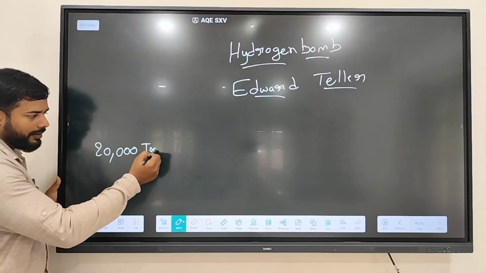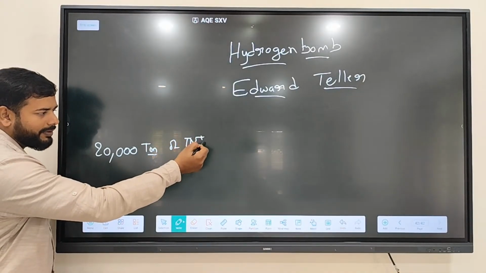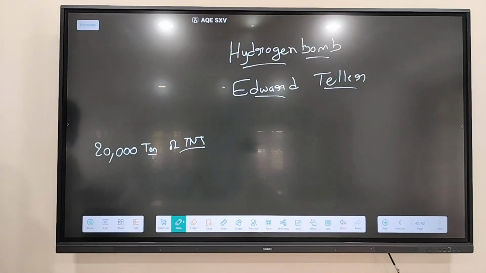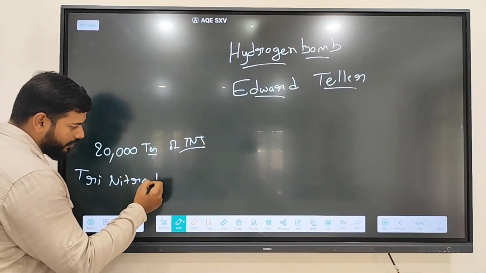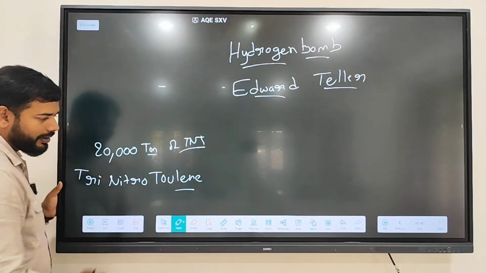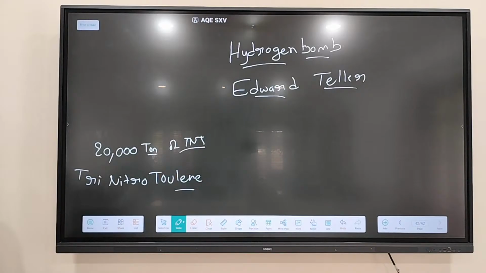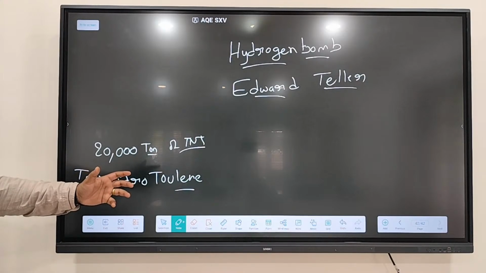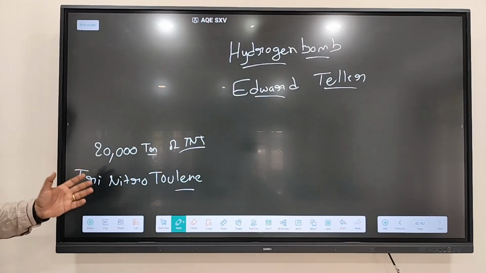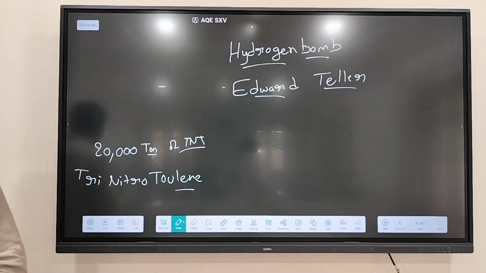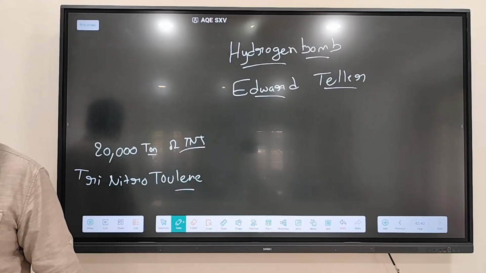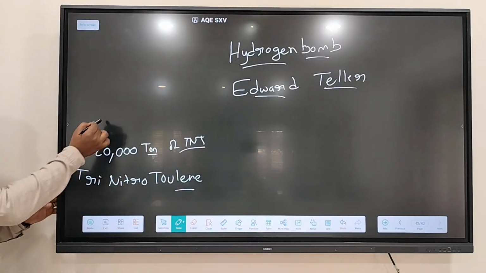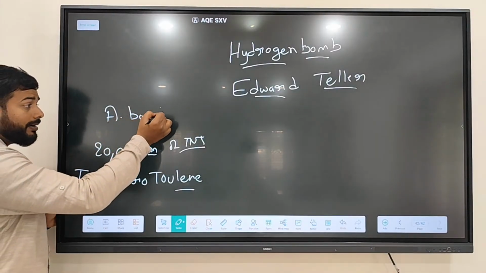20,000 tons of TNT. TNT means the explosive trinitrotoluene. 20,000 tons means how many kg? 1000 kgs each, right? 20,000 into 1000 kgs, just by a few grams of uranium, thorium, etc. Right? 20,000 tons in the first atom bomb test.